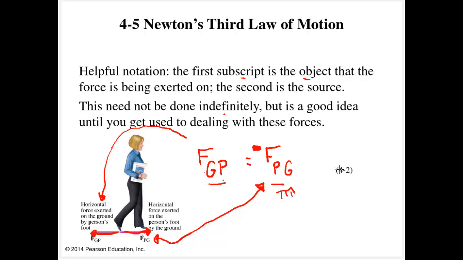Now you don't need to necessarily do this indefinitely, and you could actually even write it in long script. You could say the force on the ground by the person, rather than writing the FGP. But it's very important that you know, and can convince me that you know, which forces you're talking about, because forces always come in pairs, and if we're looking at the wrong object, then the directions are going to be wrong. So make sure that this does not confuse you which force you're looking at.